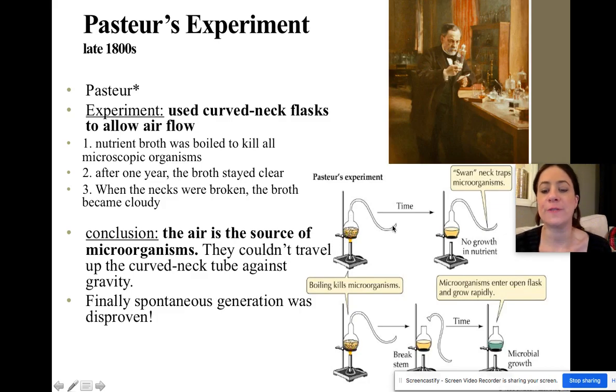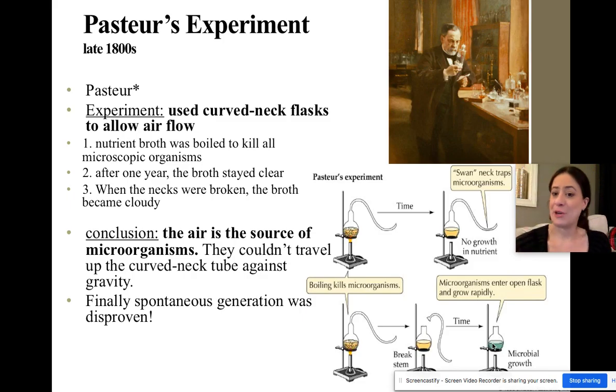And here's a curved neck flask, or a swan neck. Then he removes the heat because he's already sterilized it, and this swan neck traps microorganisms. So he could leave this alone for years, and there will be no microscopic growth occurring inside because the microorganisms are not able to crawl up the swan neck and get into the broth. But if you do the same experiment and you break off the swan neck, there are microbes that are able to get in and grow.